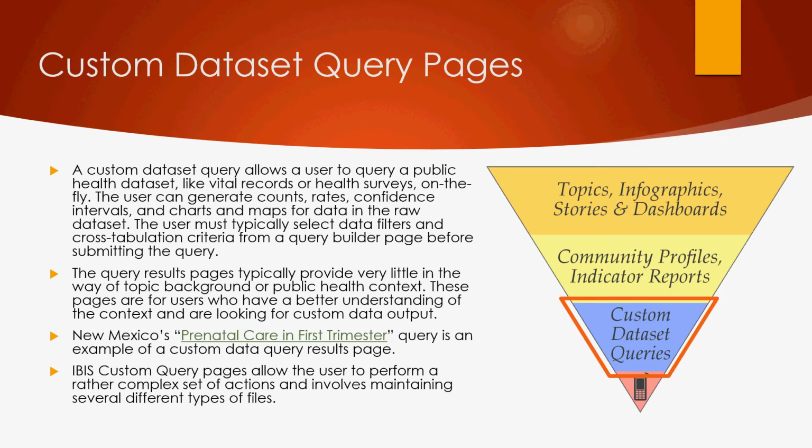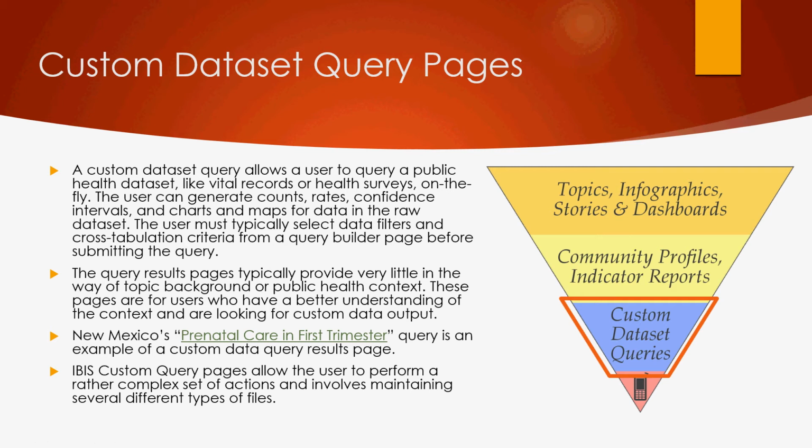Query allows a user to query a public health data set on the fly. They can generate counts, rates, confidence intervals, and data visualizations like charts and maps for the data in the raw data set. The user typically has to select data filters and cross-tabulation criteria from a query builder page before they submit the query. And the query results pages typically provide very little in the way of topic background or public health context. These pages are for users who have a little better understanding of the context and are looking for custom data output.